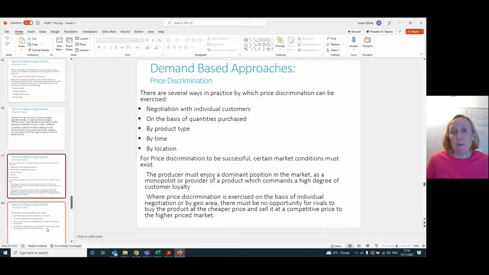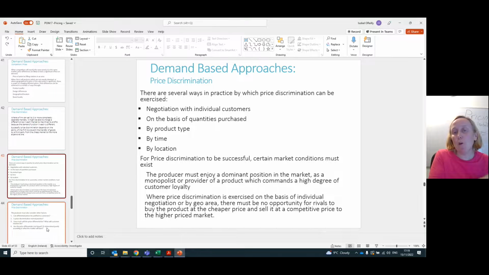So for price discrimination to be successful, certain market conditions must exist. The producer must enjoy a dominant position in the market as a monopolist, or provider of a product which commands a high degree of loyalty. People will be willing to pay that. Or price discrimination is exercised on the basis of individual negotiation, geographic area, and so on, the other elements on the list.